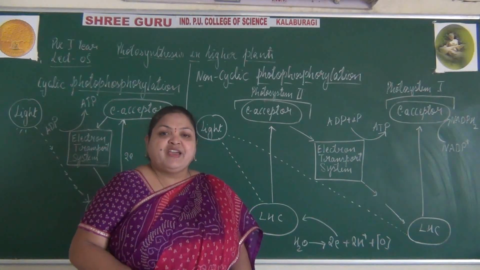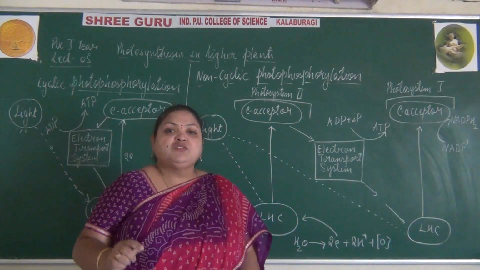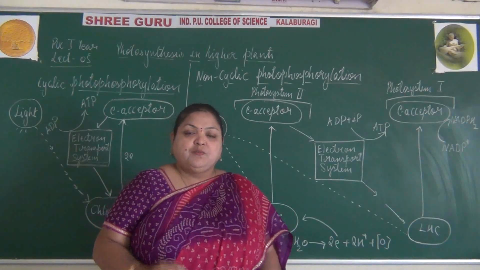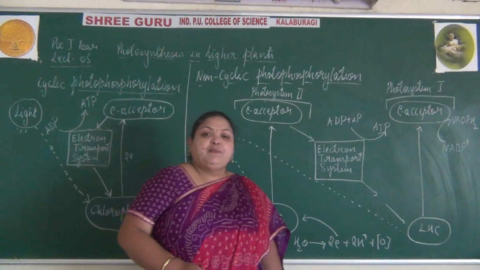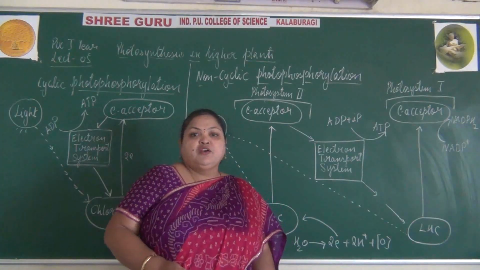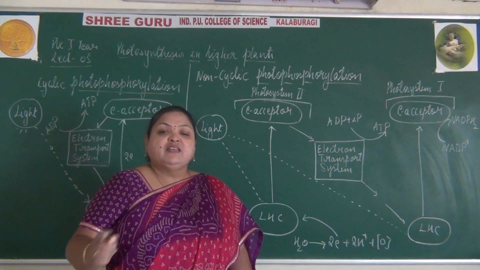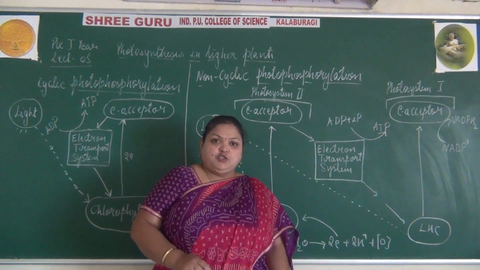So this light reaction was studied by Robert Hill. So this reaction is also called the Hill's reaction. I'll repeat the concept of light reaction. It is a light dependent reaction occurring in the grana of the chloroplast, resulting in synthesis of ATP and NADPH2.